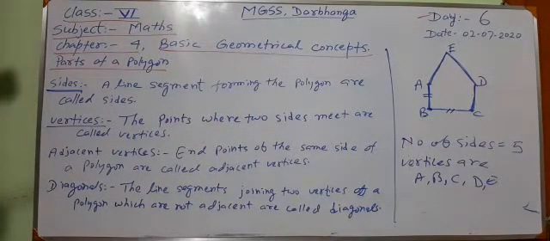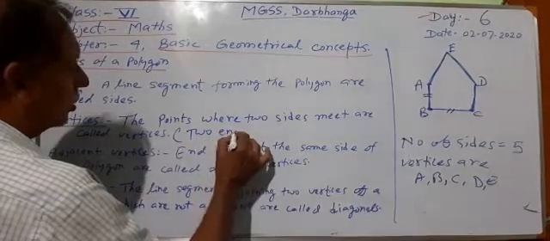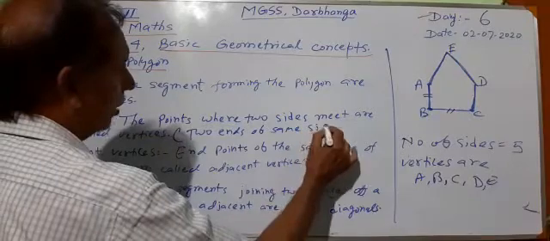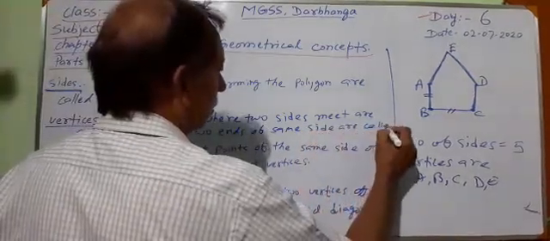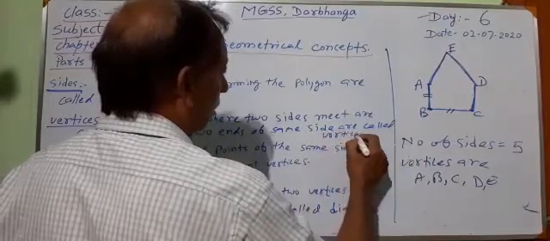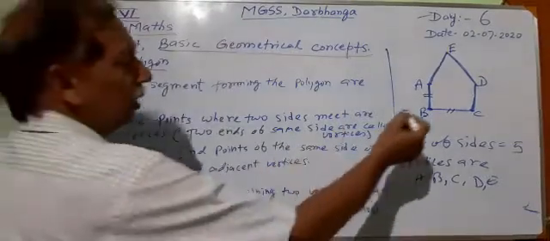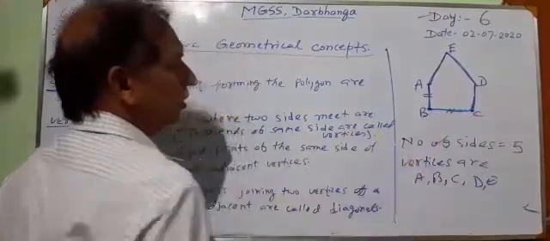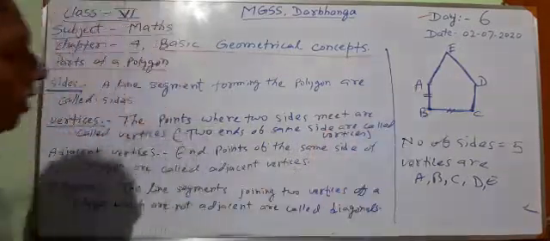There is also another definition: the 2 ends of a side. The 2 ends of the same side are called vertices. This is another definition. Suppose BC is a side and it has 2 ends, one at B, the other at C. Both are vertices.